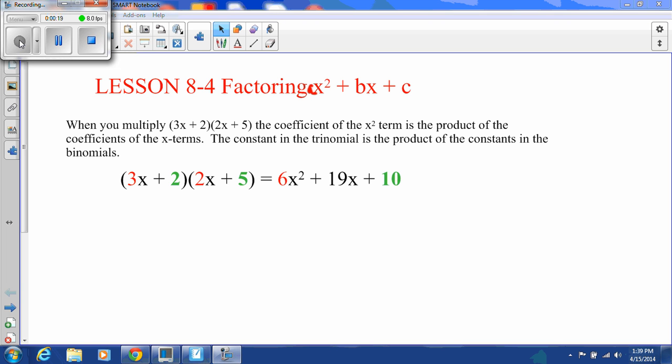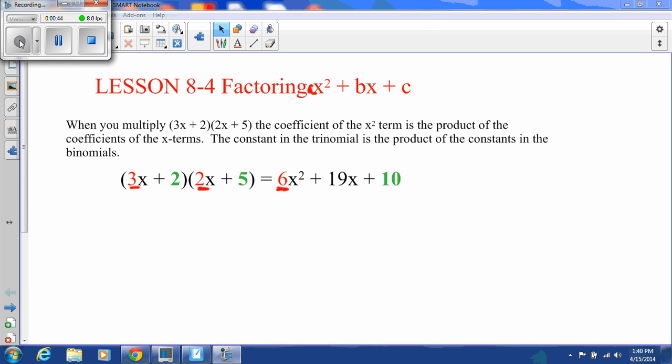Let's think about what happens when you multiply two binomials. Looking at the example of 3x plus 2 and 2x plus 5, the x squared term after you multiply is the product of the coefficients of the x terms. So using FOIL, when we multiply 3x times 2x, we get 6x squared.